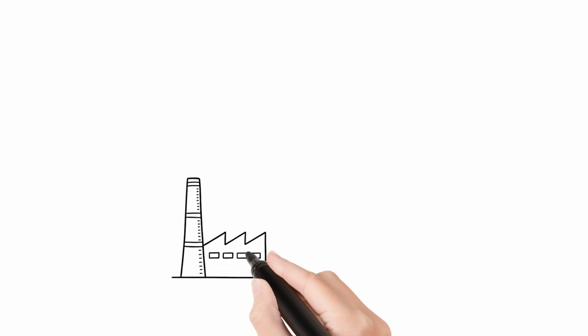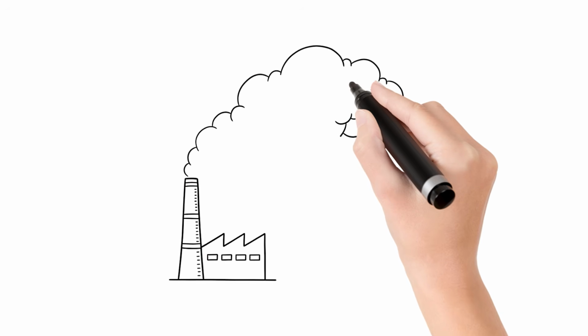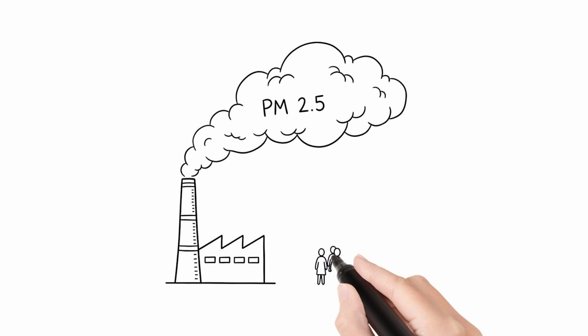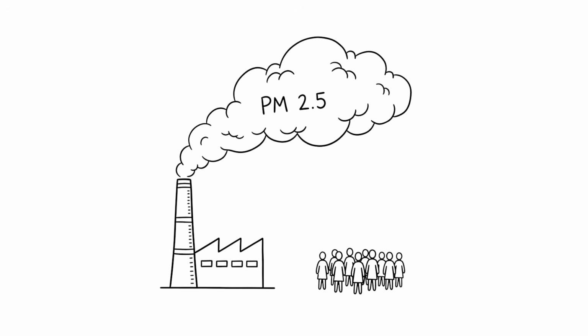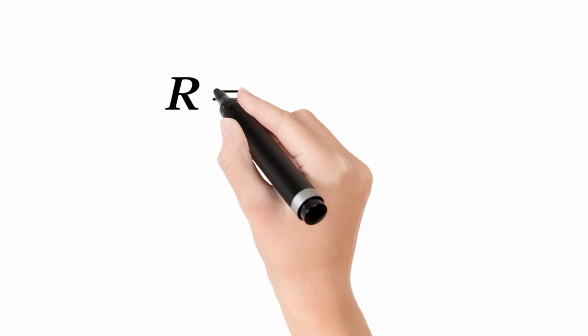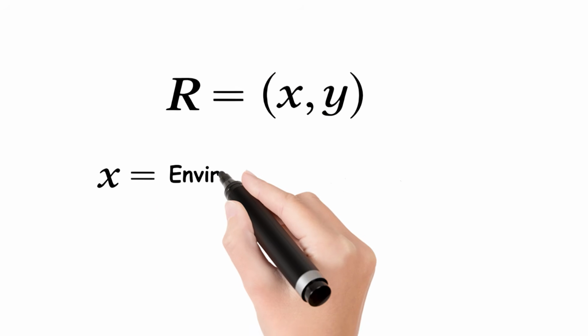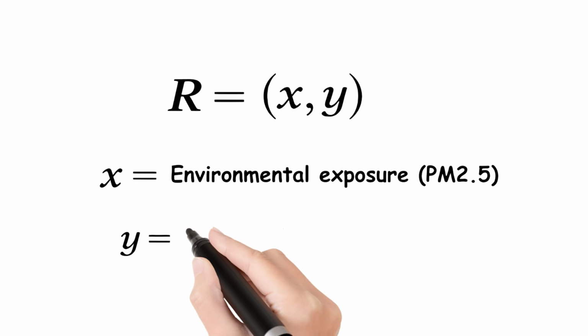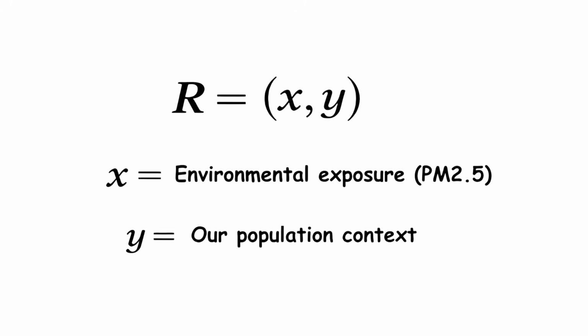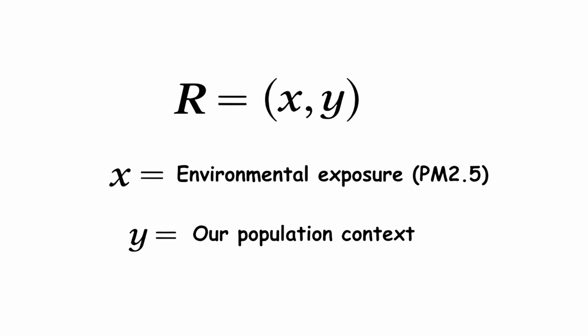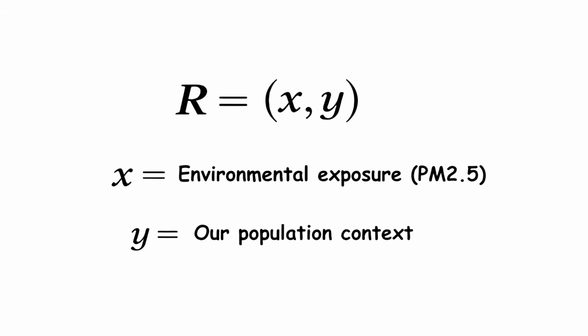Risk, R, varies across multiple dimensions, X, Y. In this scenario, risk, R, represents asthma-related ED visits. Here, R equals risk. Conceptually, R is a function of two factors, X, Y. X equals environmental exposure, PM 2.5. Y equals our population context. No specific functional form is assumed.